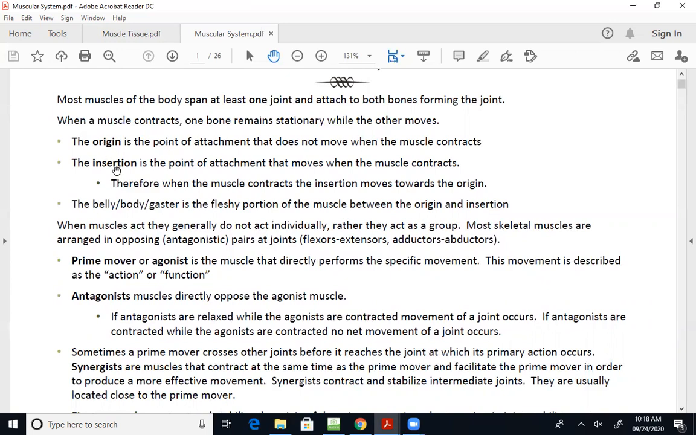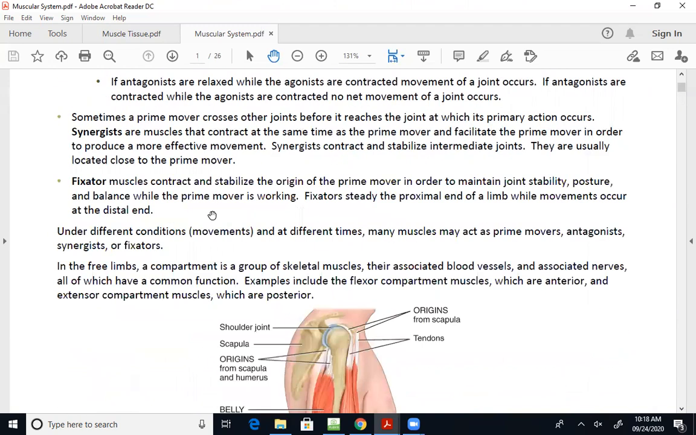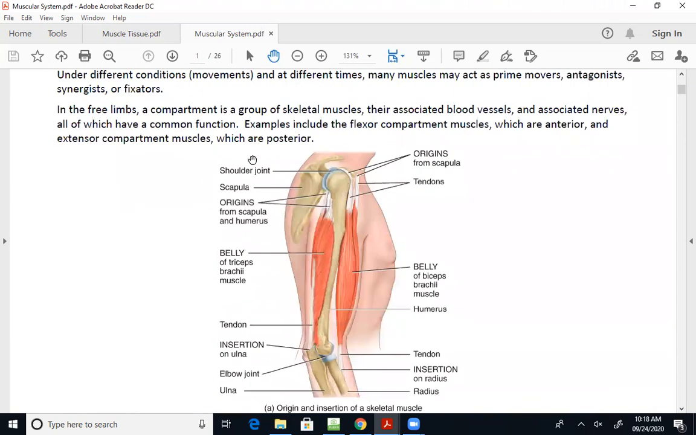The origin and insertion that I was just mentioning refer to the points of attachment. The origin is the point that does not move when the muscle contracts, whereas the insertion is the point of attachment that moves when the muscle contracts, which means that when a muscle does contract, the insertion moves towards the origin.